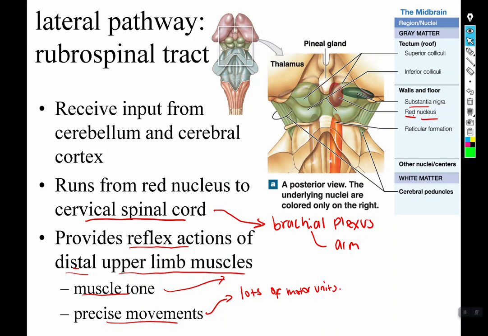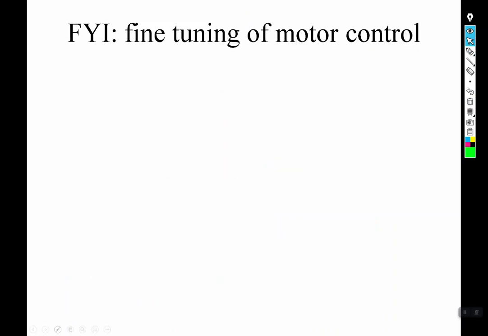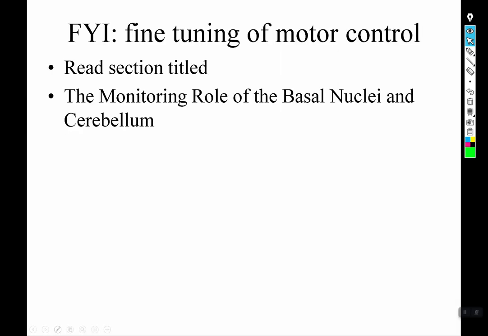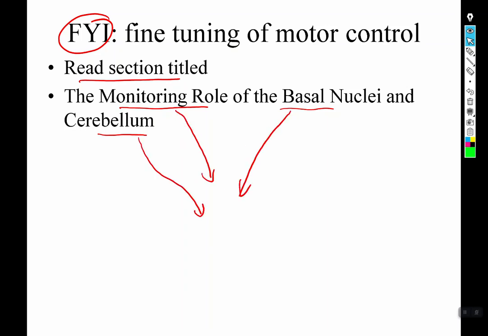Okay, so this is an FYI, just fine-tuning of motor control. So you're going to want to read the section titled Monitoring Role of the Basal Nuclei in Cerebellum. So this is actually an FYI, meaning I'm not testing you on it directly, but basal nuclei get input from the substantia nigra to monitor and take care of smoothing of movements. And so these are all going to play a role in the specific part of the case study that I assigned you.